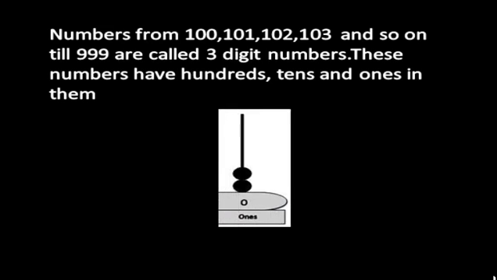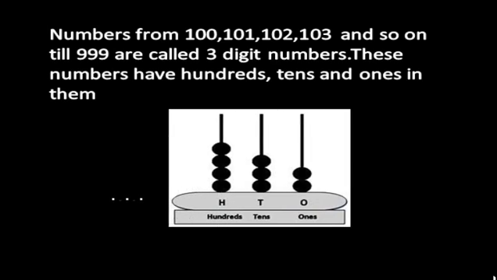Now consider this figure. We have already learned about ones and tens place value. Here, the arrow points out to the letter H, which denotes the hundreds place value. And there are 4 beads in the hundreds position and 3 beads in the tens position and 2 beads in the ones position. Therefore, this denotes the number 432.